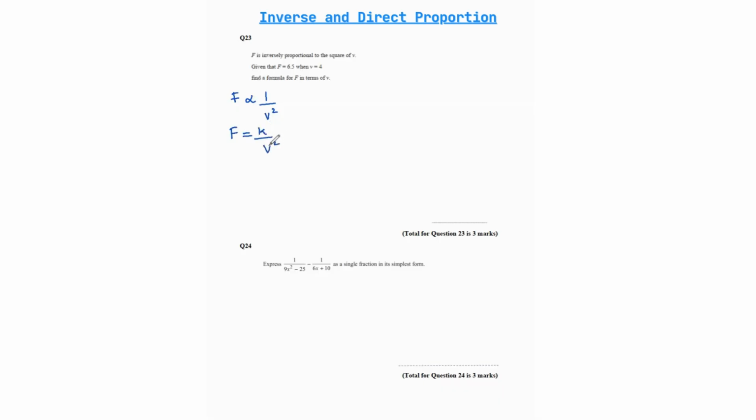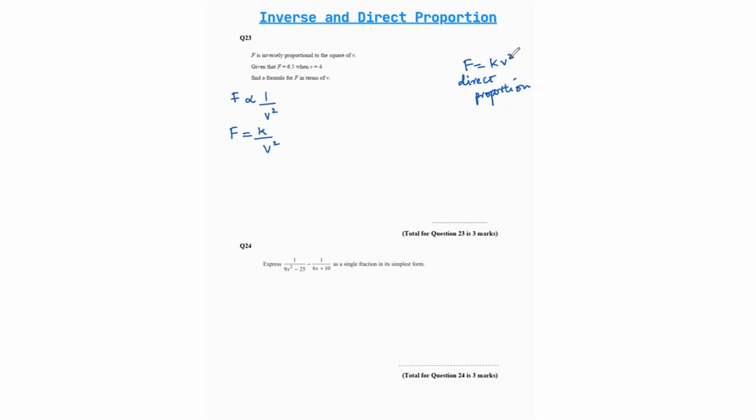In inverse proportion, k is divided by the other variable, whereas in direct proportion, k is multiplied by the other variable. So let's say we're saying f is directly proportional to the square of v. So that would be f equals k v squared. This is for direct proportion. So this is the basic distinction you need to remember. In inverse, you divide. In direct, you multiply.